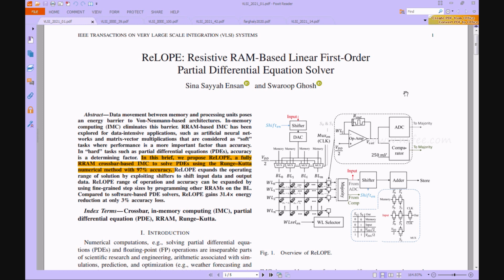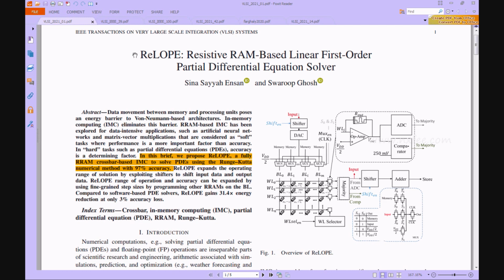When compared to software-based PDE solvers, in this proposed work we design an overview of the Reloop architecture using a differential low noise amplifier at 45 nanometer and 65 nanometer CMOS technology, and compare all the parameters in terms of area, delay and power. Now we can verify the base paper.